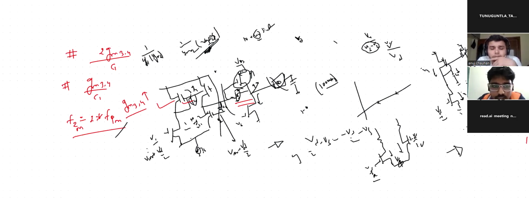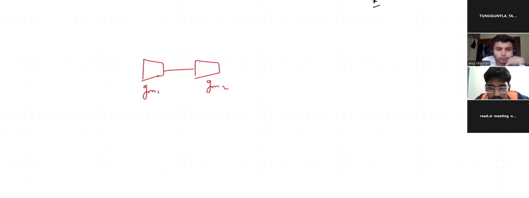Sure, I can reduce my diagram like this, sir, simply. I am giving you more space here. So you simply want to create two simplified GM stages, two normal amplifiers, GM1, GM2. And here you told that this is your first parasitic pole.